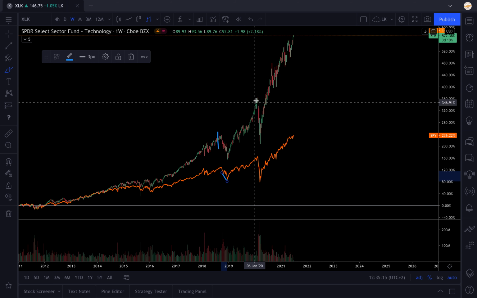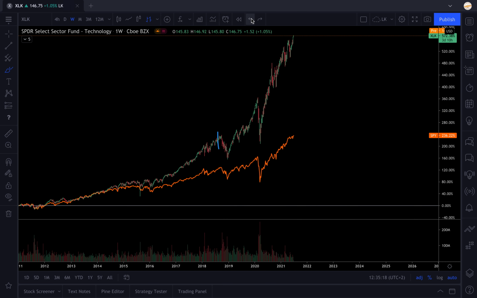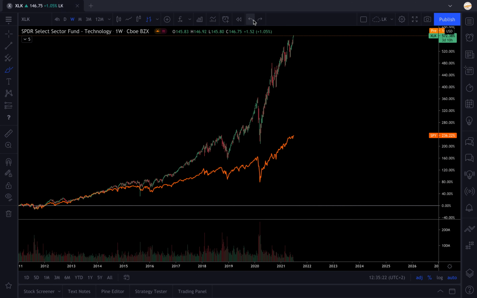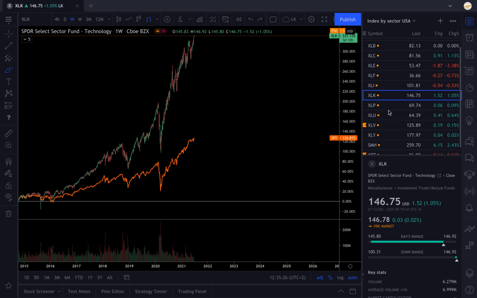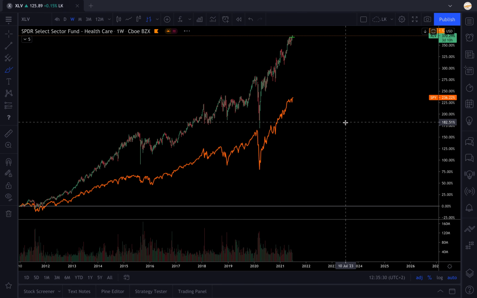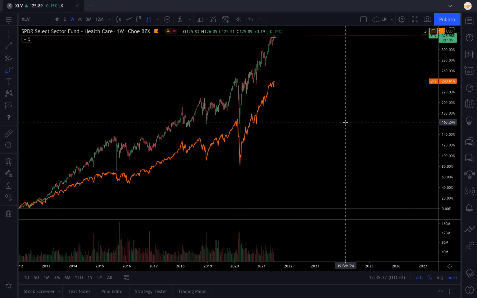The downtrends are absolutely correlated, but the uptrend is stronger on this one. So why not take the bet that has the higher probability of success? We can take a look at, we're going to mark this one. We can take a look also at the XLV, the healthcare sector. You can see that healthcare has also outperformed the S&P 500.